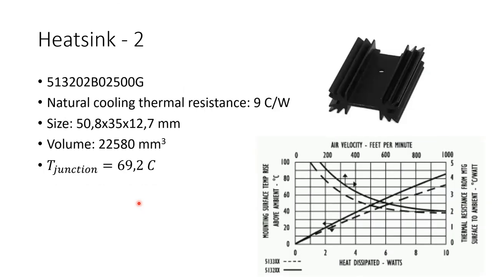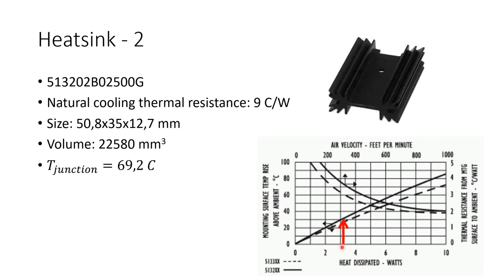The second heatsink that I have chosen for this tutorial is this one. It has a thermal resistance of 9 Celsius per watt. It has a very high volume compared to the first heatsink. It has 7 times the volume of the first one. When we calculate using the thermal resistance of this heatsink, we found out that the junction temperature is around 70 Celsius, which is below our pre-specified limit, which shows this heatsink can be used in our application.